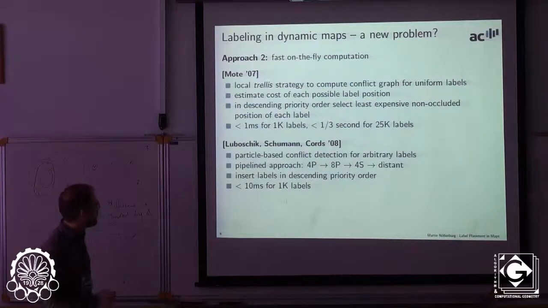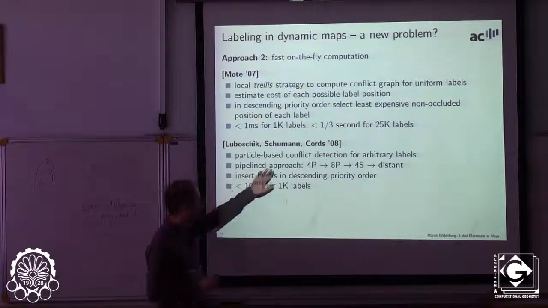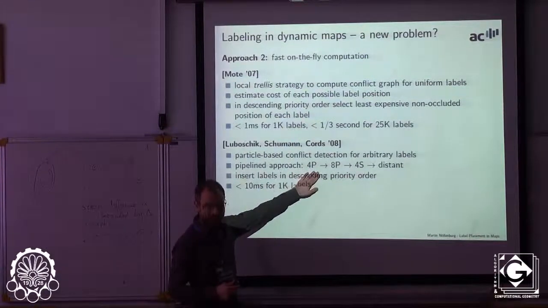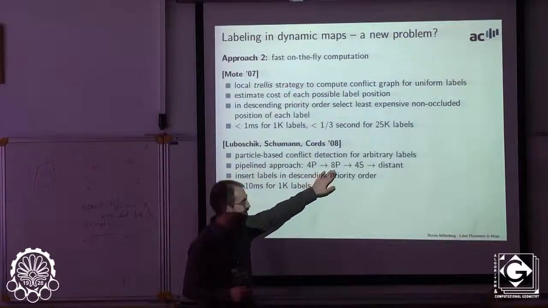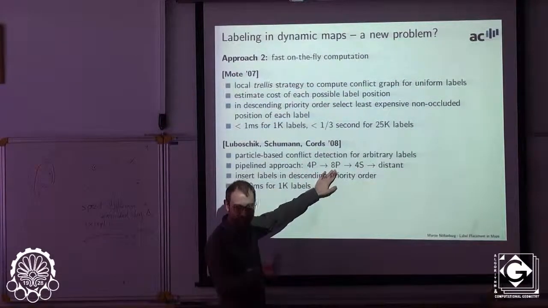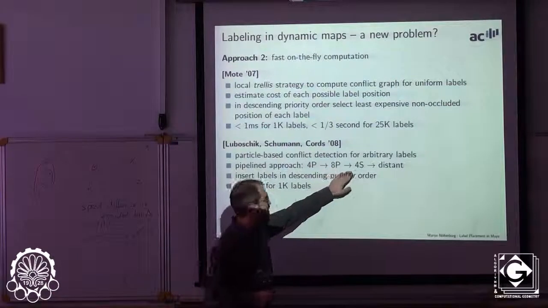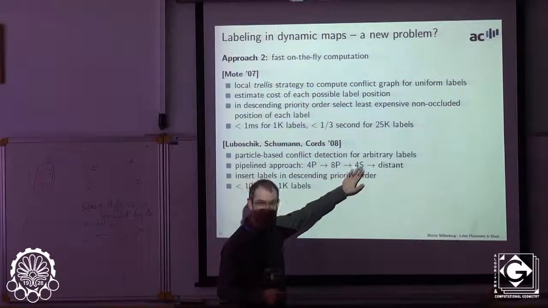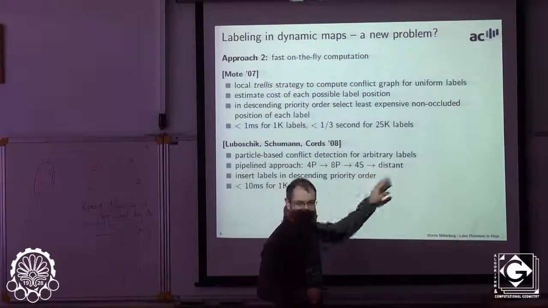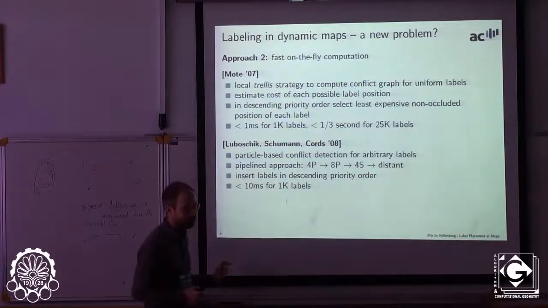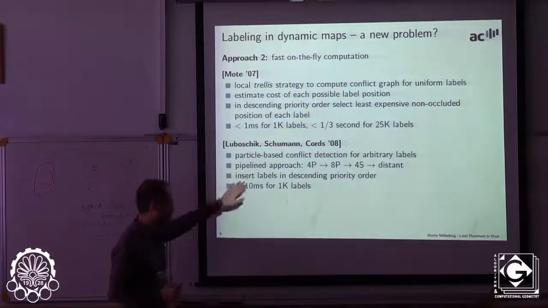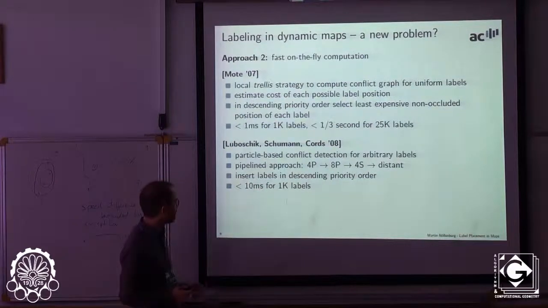And then another similar approach uses so-called particle-based conflict detection, where they start with a 4-position model, but if all 4 positions have a conflict, then they move to an 8-position model, try more positions. If you still have conflicts, you go to the slider model. If you don't find anything here, you can even move the label a little bit away from the point. And then again, in priority order, you can try to do this.